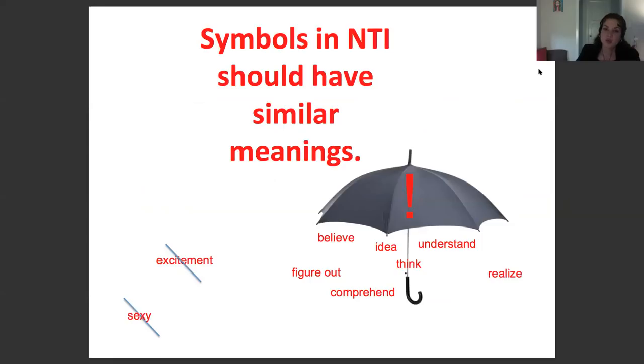But because we're trying to get different meanings out of one same symbol, we want to think of it as an umbrella. We don't want to stretch that umbrella out too much. We want things to fit nicely under that umbrella. So for example, this is a symbol that I use, the exclamation mark, I use it for think. Think falls right under that umbrella. But other things like idea, understand, believe, realize. Look at the word figure out. Figure out is a little bit out of that umbrella, but it's still within that umbrella. The word comprehend falls neatly under that umbrella. But if I try to make this symbol also mean excitement, or if I try to make the exclamation mark also stand for sexy, I'm way out of the umbrella.